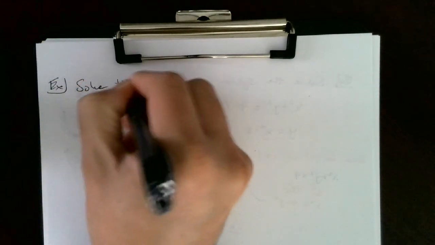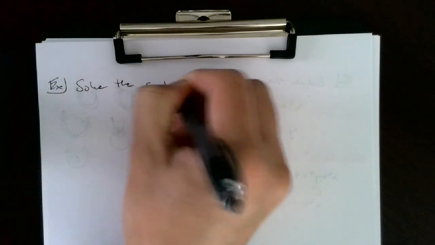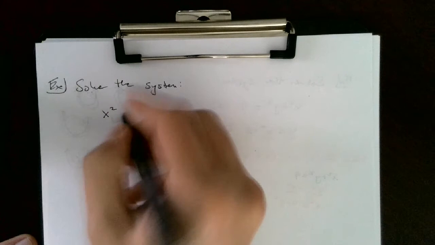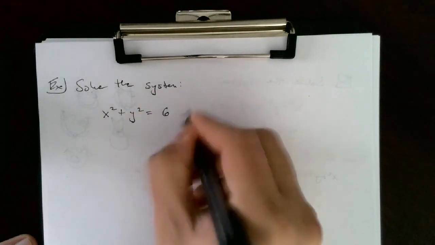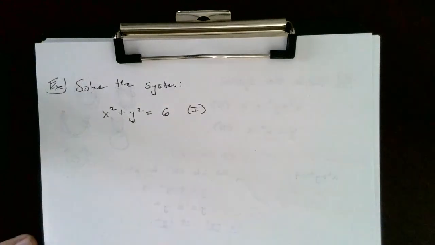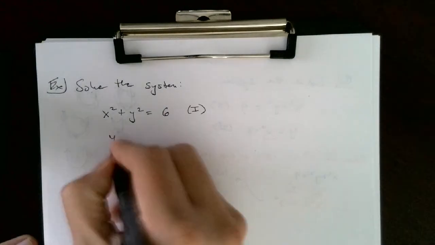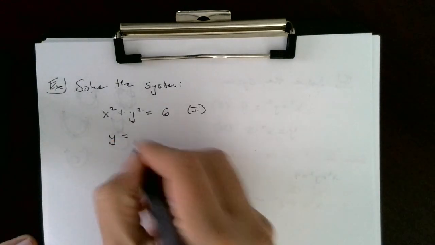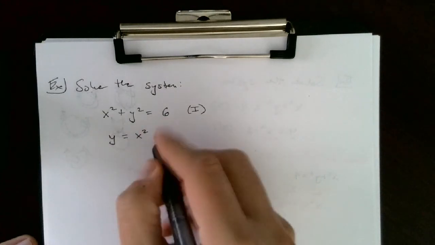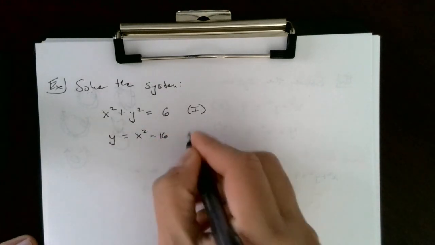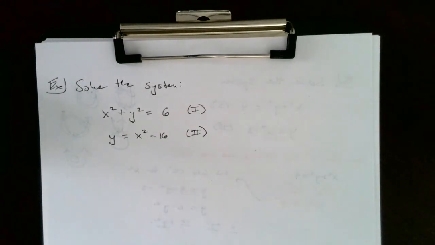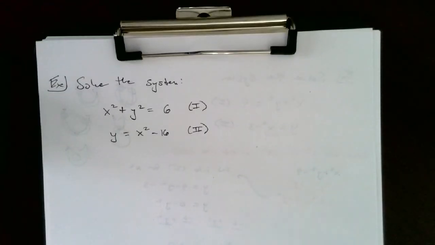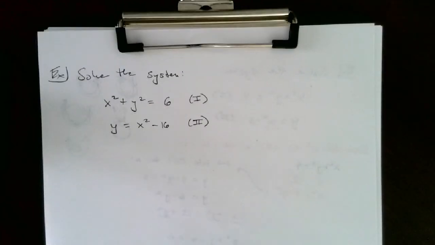If I said to solve the system, and we'll look at x squared plus y squared equals 6, so I'll call that equation 1. And equation 2 will be y equals x squared minus 16. So I'll call that equation 2. And you might want to try it on your own, but we can do it together. It does have a unique solution to it.